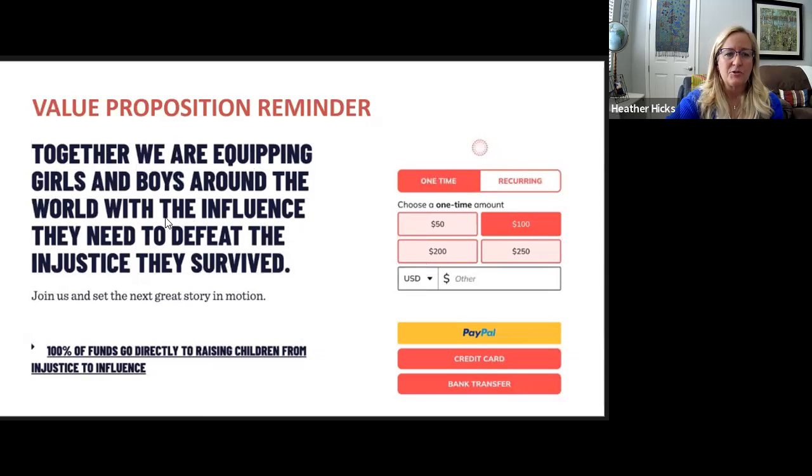Together, we're equipping boys and girls around the world with the influence that they need to defeat the injustice they've survived. So having it right there on your donation form is affirming their decision. So if that's possible for you, that's another thing you could do. It's another optimizing, tweaking, making it ideal.